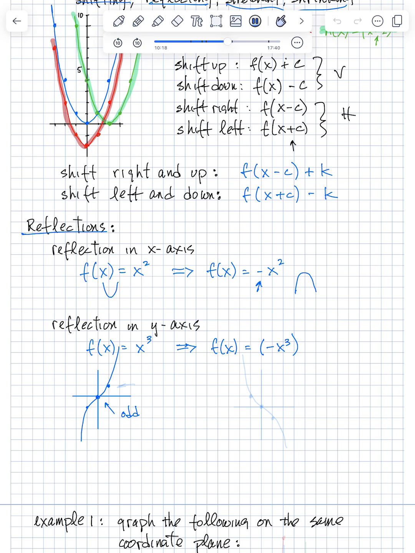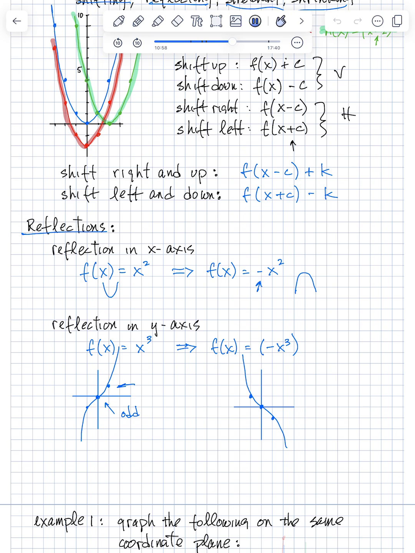So what does this look like? Well, it's going to look as a reflection in the y-axis. Still have a 0, 0, but this point here is going to be reflected in the y-axis. Matter of fact, every point is, so it's going to look like this. And so you're going to come down, and this is going to be what it looks like as a reflection in the y-axis.